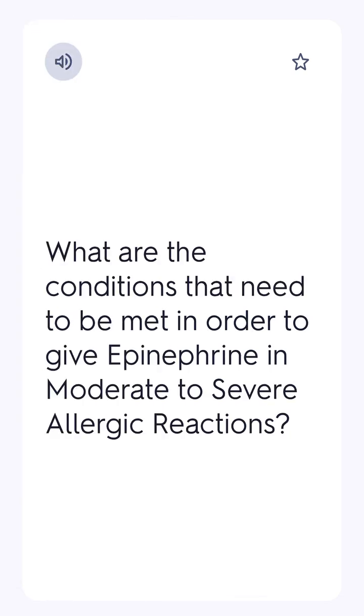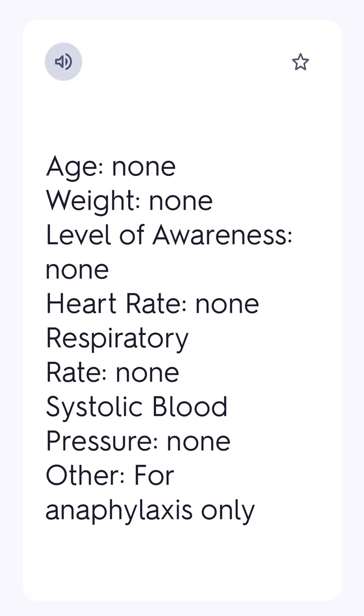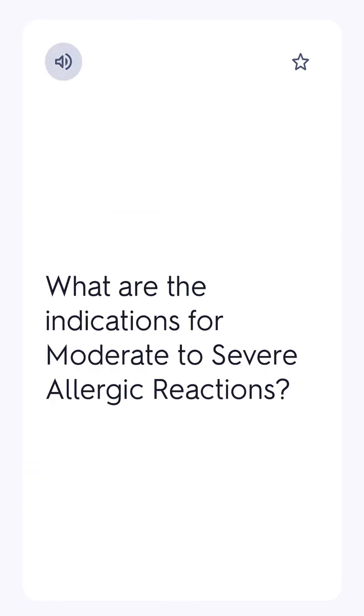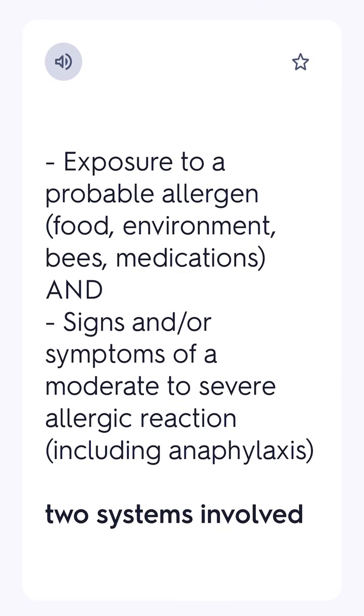What are the conditions that need to be met in order to give epinephrine in moderate to severe allergic reactions? Age, none. Weight, none. Level of awareness, none. Heart rate, none. Respiratory rate, none. Systolic blood pressure, none. Other, for anaphylaxis only. What are the indications for moderate to severe allergic reactions? Exposure to a probable allergen and signs and/or symptoms of a moderate to severe allergic reaction to two systems involved.